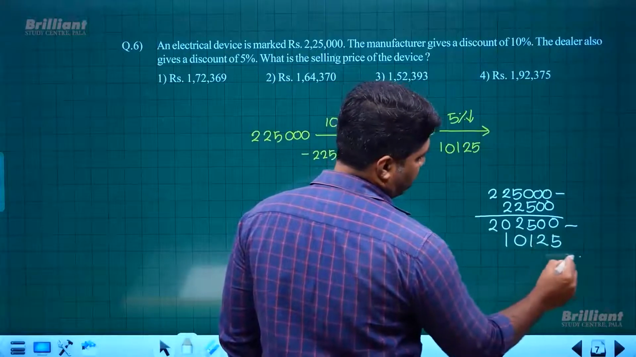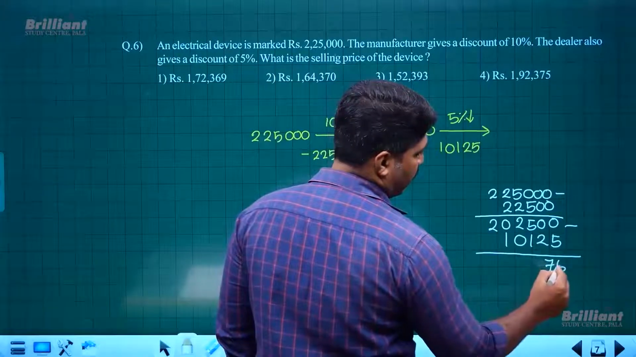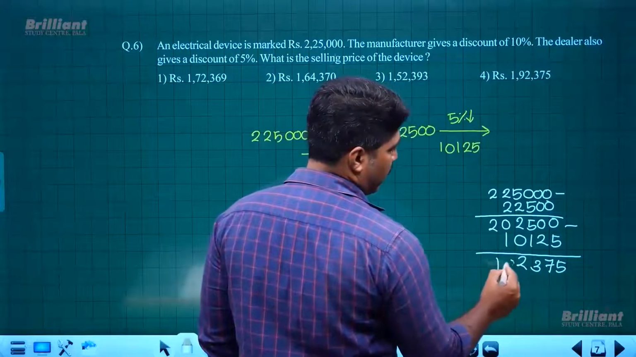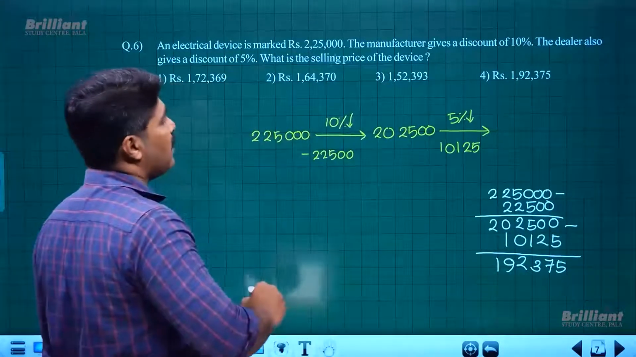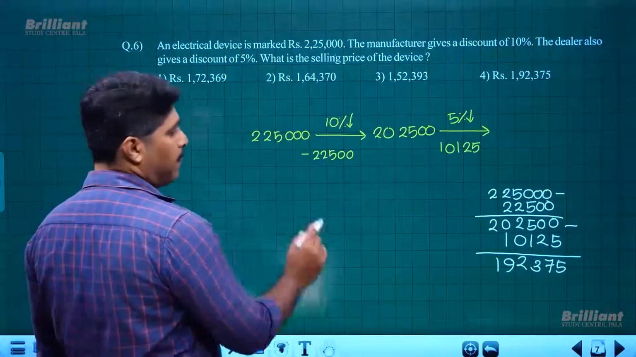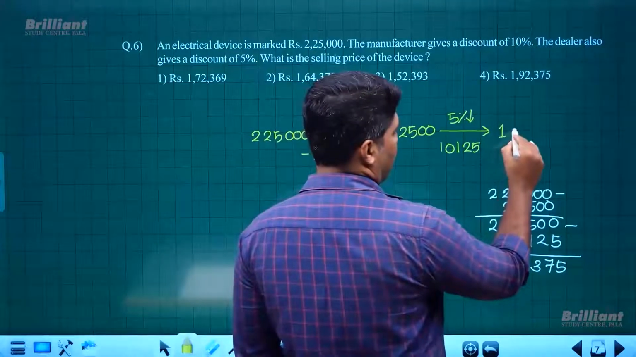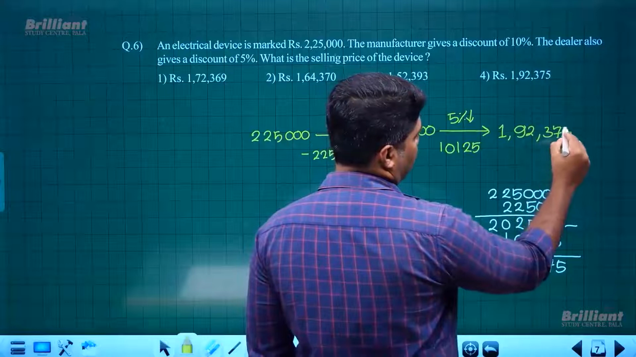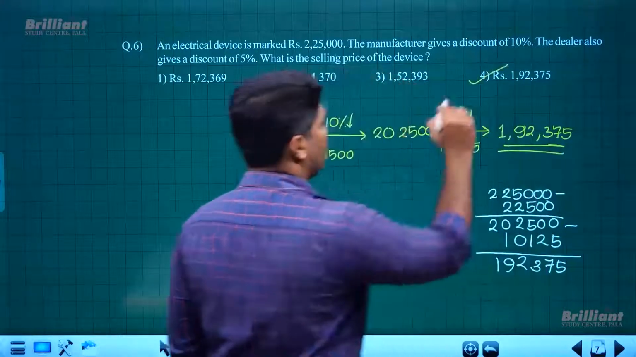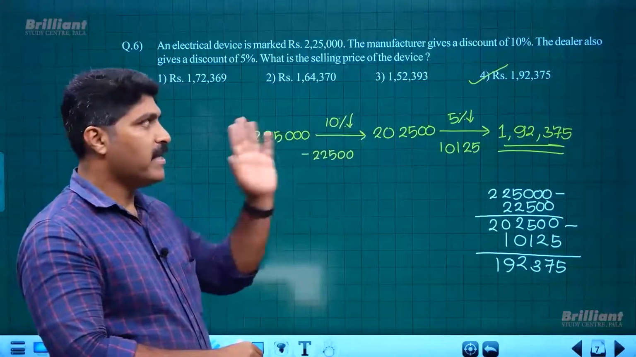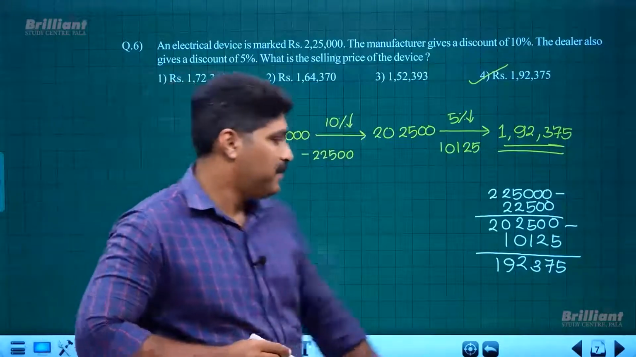Subtract this value. So this is 75. So 3 is here, 290. So 192375. So consider, that's the final value here. So that is 1,92,375. So that's the answer, and the answer is option 4. So through the successive variation applications, we can catch the answer this way.